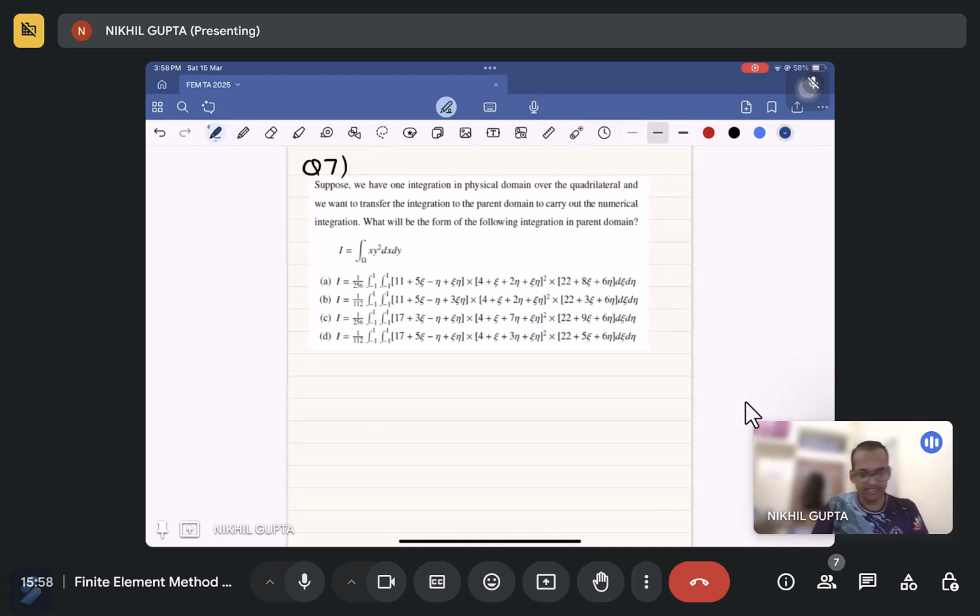So it is saying that suppose we have one integration in the physical domain over the quadrilateral, and we want to transfer the integration to the parent domain to carry out the numerical integration. What will be the following integration in the parent domain? So can anyone tell me what we have to do in this question? Just a simple 2-3 lines.